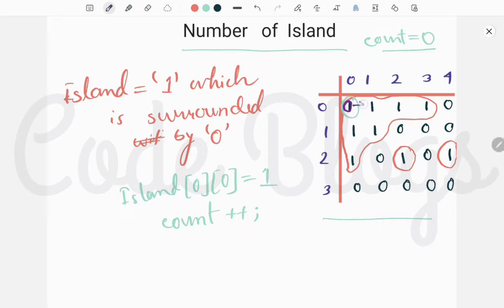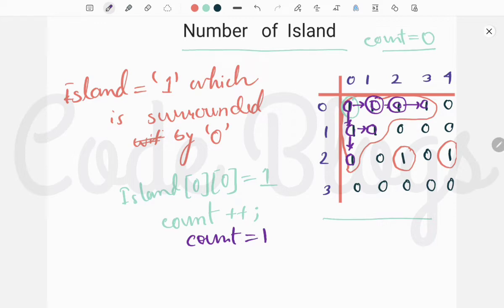Again we check, yes, this one is also connected with this one. Now we replace this 1 with 0 in this way. This is also replaced by 0, this is also replaced by 0, again this is also replaced by 0 because it is connected with this. This is also connected with this, replaced with 0, and this one also is replaced with 0. So now count becomes 1, that means the number of islands is 1.